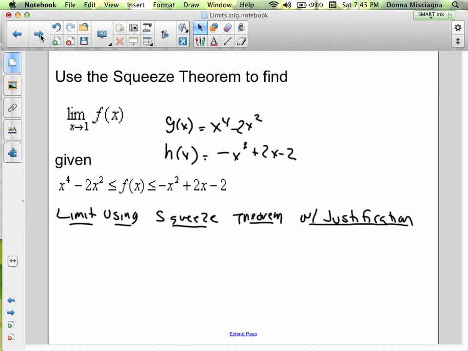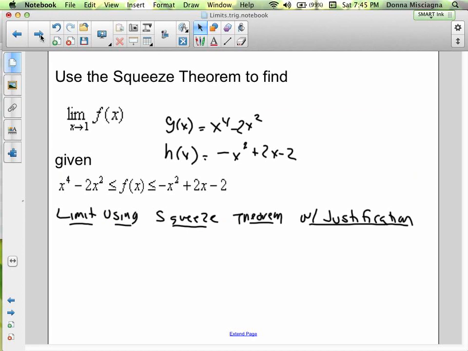All right, so here's our first one. We're trying to find the limit of f of x as x approaches 1. And we don't even know what f of x is. But we know what g of x is and what h of x is. So g of x is x to the fourth minus 2x squared. And h of x is negative x squared plus 2x minus 2. It's given that x to the fourth minus 2x squared is less than or equal to f of x, which is less than or equal to negative x squared plus 2x minus 2.